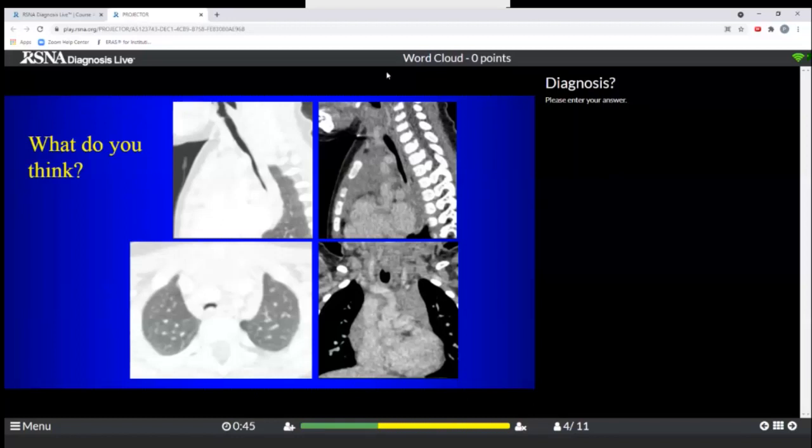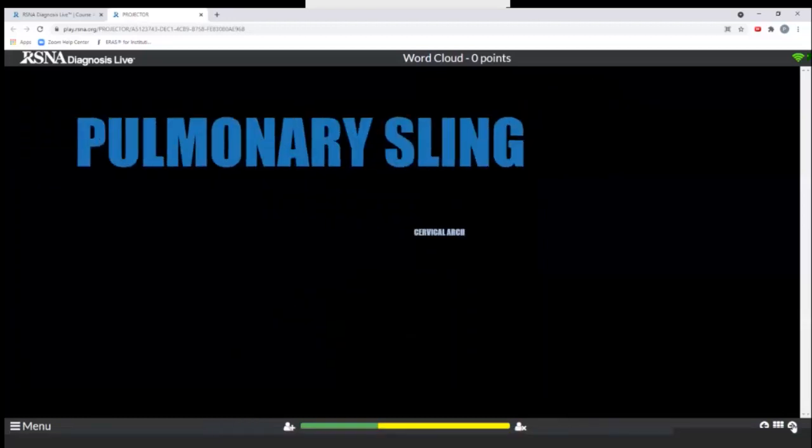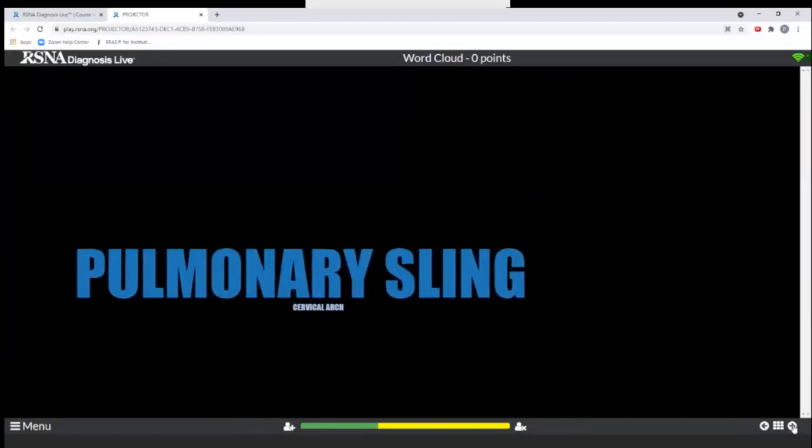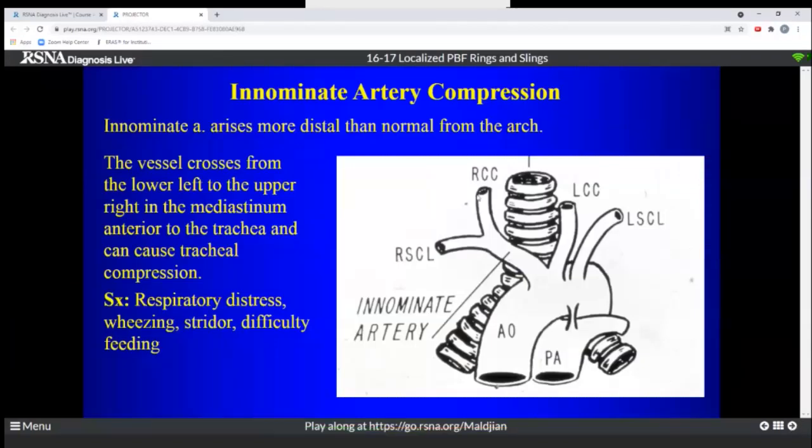So 5 more seconds. 5, 4, 3, 2, 1. What did we say? We said, no, this is not a pulmonary sling. So this vessel here that's causing the indentation of the trachea, it's an artery, right? So this artery is coming off the aorta. So what is this called? That's the innominate artery. So that is called innominate artery compression syndrome.